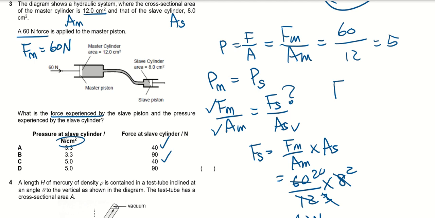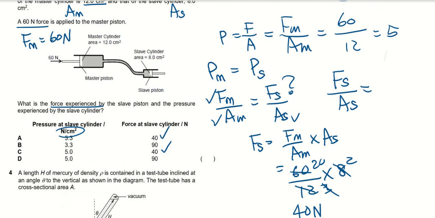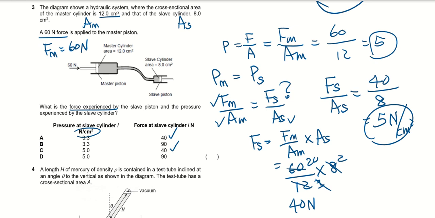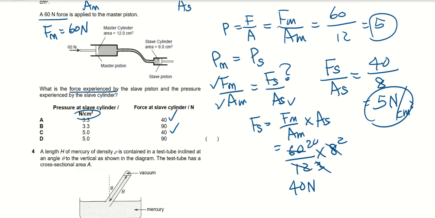Okay, or I can calculate the pressure at the slave. So Fs, what I've calculated is 40 over 8. It still gives me a pressure of 5 Newton per cm squared. Why? Because of Pascal's principle. That's why it's being applied in our hydraulic system, whereby the pressure is the same. So the answer will be C.